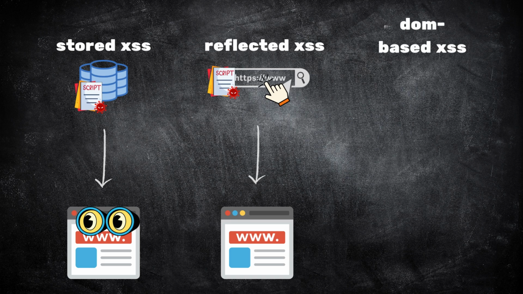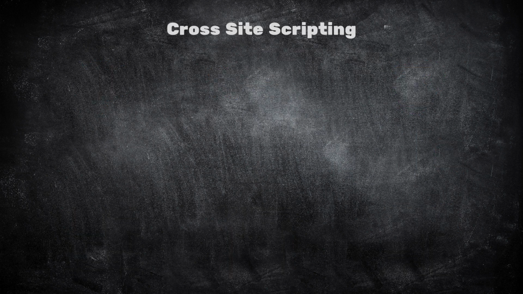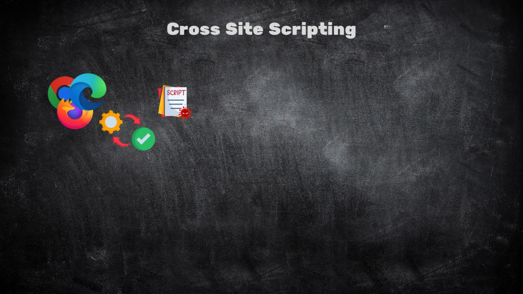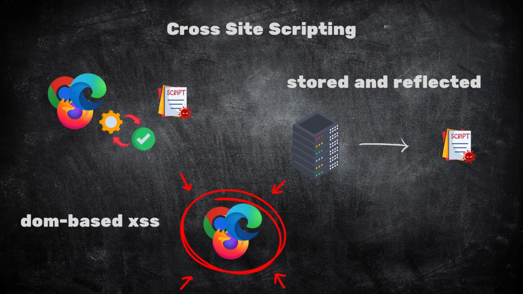And then there's DOM-based XSS, which is a bit different. In this case, the attack happens entirely in the browser, through JavaScript on the page that handles input in an insecure way. The malicious payload never touches the server, but it still gets executed in the user's browser. All three types rely on one thing. The browser ends up executing malicious code, not because the user did something wrong, but because the application didn't properly validate or sanitize input. In stored and reflected XSS, the server is involved in delivering the payload. In DOM-based XSS, the attack happens entirely in the browser, triggered by insecure client-side code.